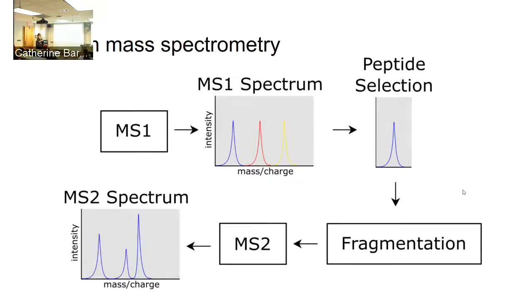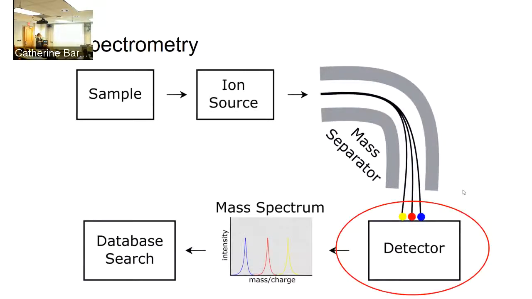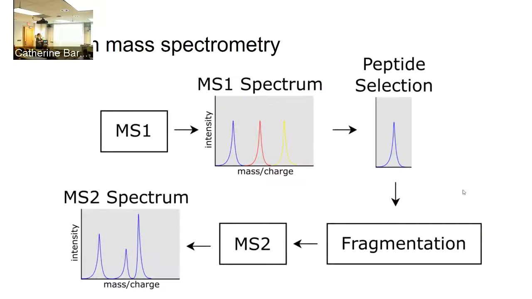So you can select that peptide, and then you go through an additional fragmentation step. So it basically would be taking just one of these proteins or one of these peptides and fragmenting it further into even smaller pieces. You go through that whole process of separating them by mass to charge again, and you wind up with a second spectrum.